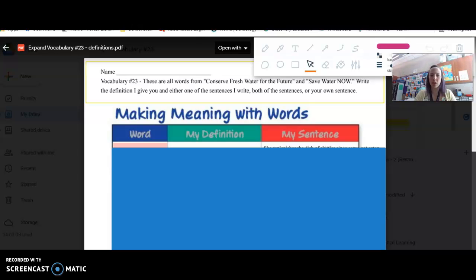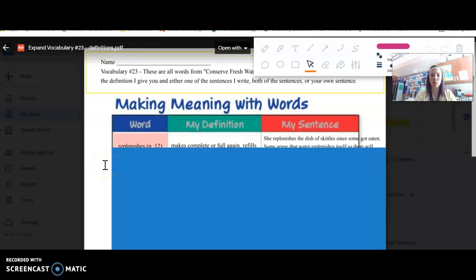Vocab 23, here we go. Make sure you write the definition and write one of my sentences, both, or one of your own. And like it says, they're all words from conserve fresh water for the future or save water now. There's only 7 words today.